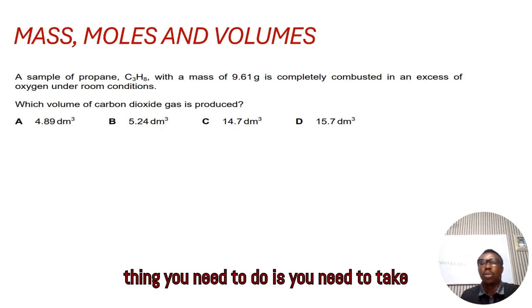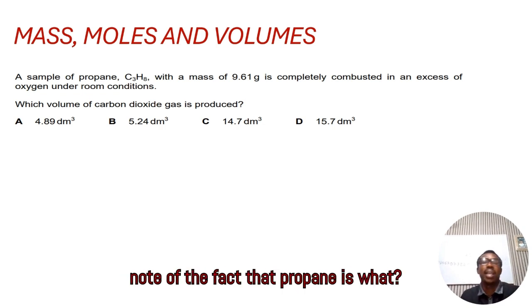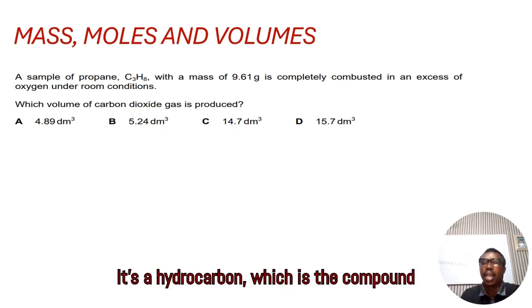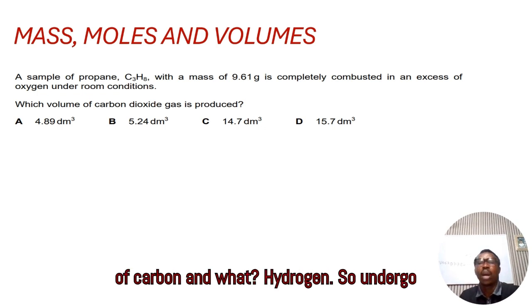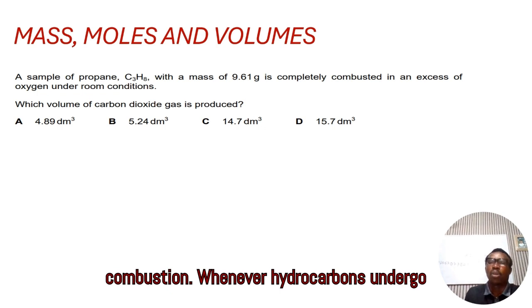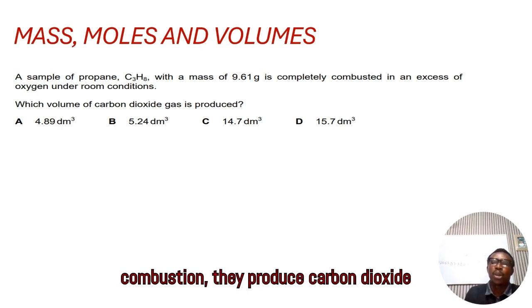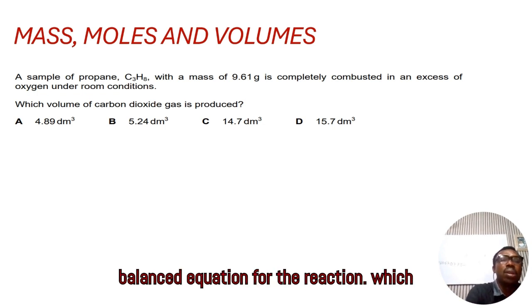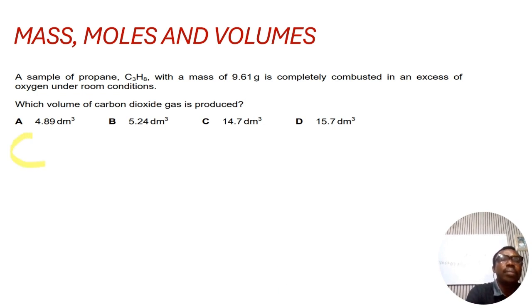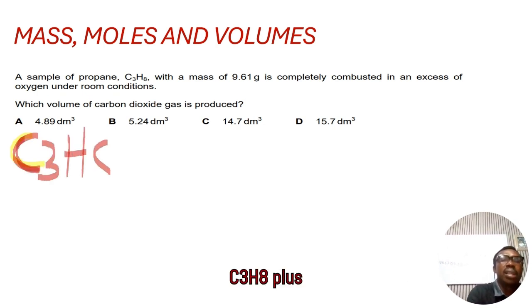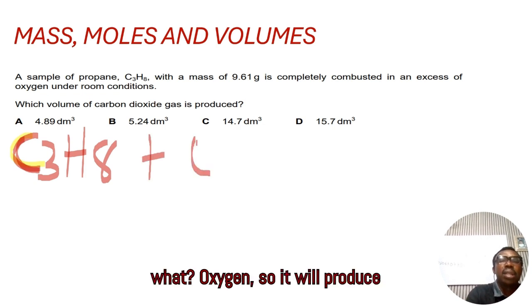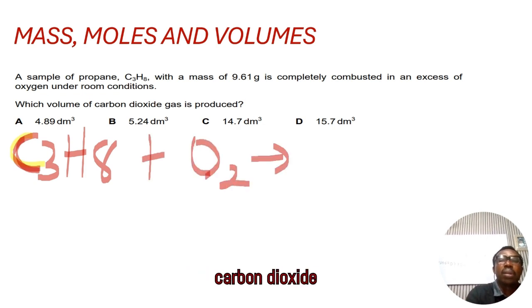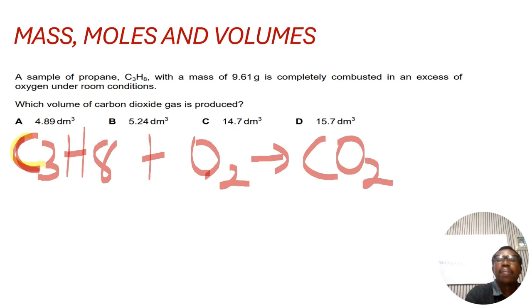So the first thing you need to do is take note of the fact that propane is a hydrocarbon, which is a compound of carbon and hydrogen. Whenever hydrocarbons undergo combustion, they produce carbon dioxide and water. So we're going to write the balanced equation for the reaction, which is C3H8 plus oxygen, producing carbon dioxide plus water.